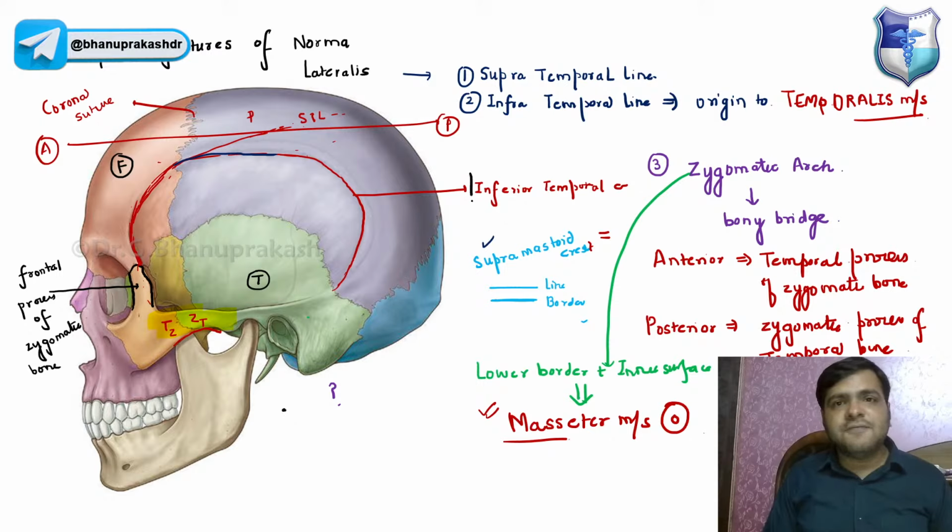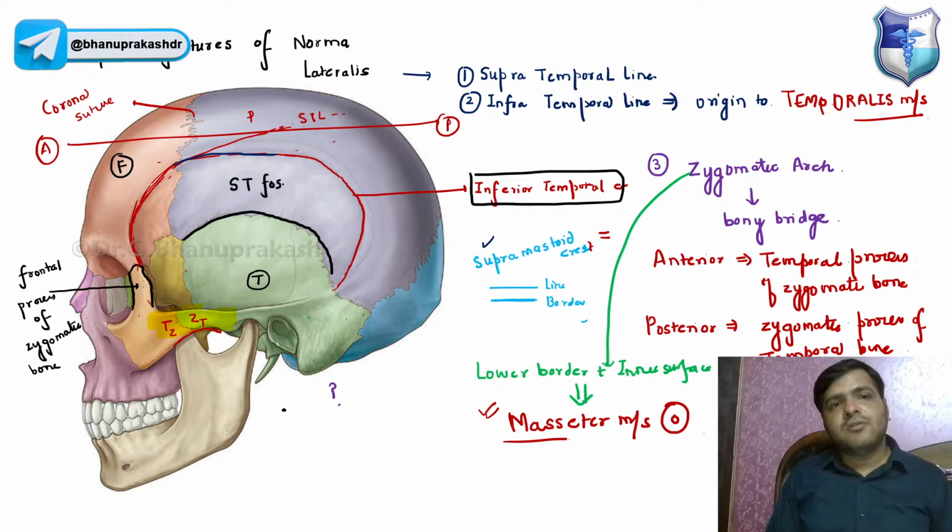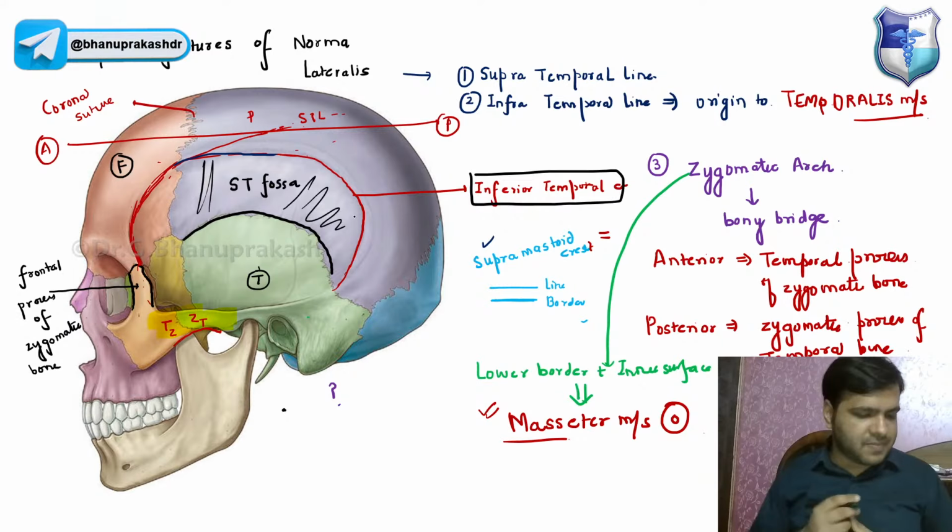Now you can see the inferior temporal line, right? And you can see the temporal boundary over here. So this is called the supratemporal fossa. Now, supratemporal fossa, it is above the temporal bone, and it is below this inferior temporal line, or below the temporal line. ये जो area है guys, इसको हम supratemporal fossa बोलते हैं. It is called the supratemporal fossa, right?